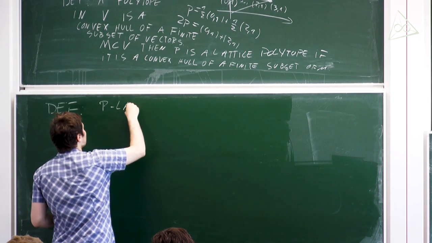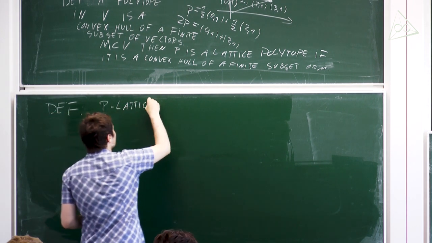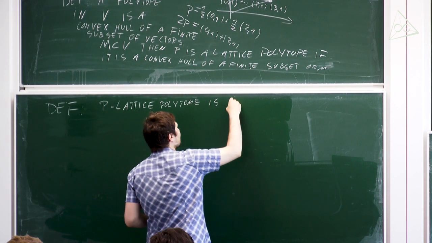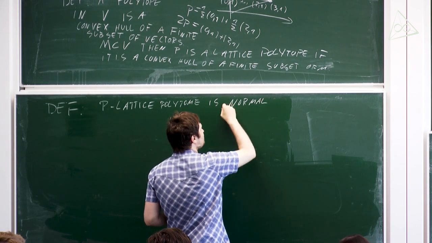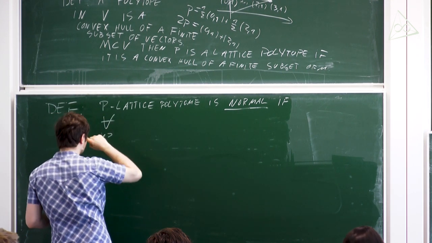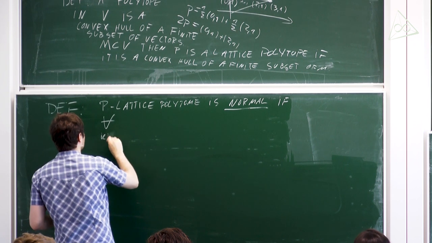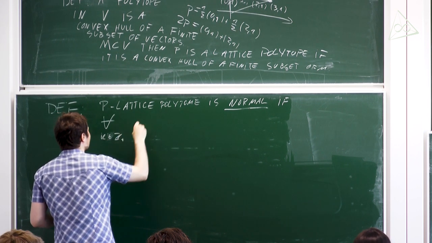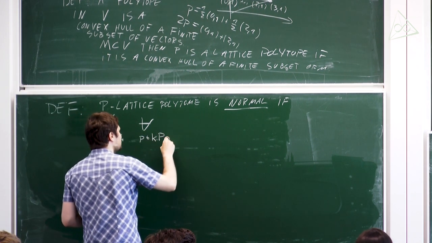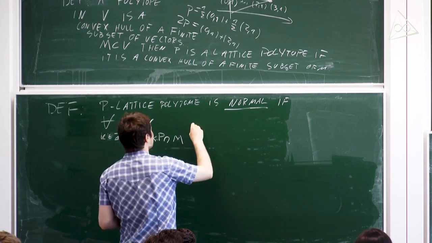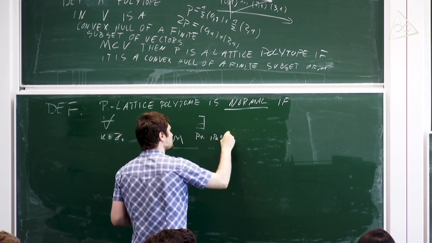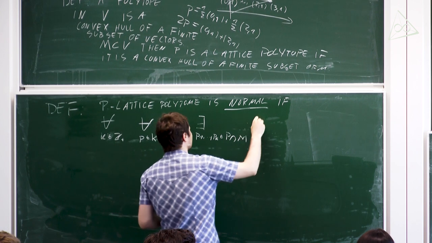A lattice polytope is normal if for every positive integer k and every lattice point in k times P, there exist k lattice points such that p is their sum.